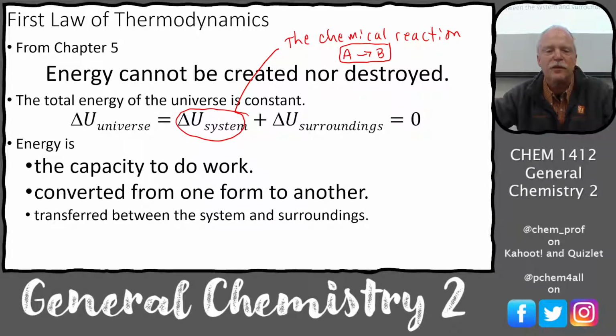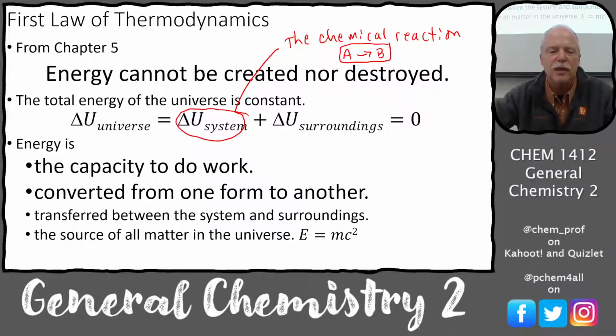Transfer between the system and surroundings. Energy can be swapped from system and surroundings. And then energy, if we go way back in the universe, energy is the source of all matter. So this Einstein's equation, E equals mc squared, matter and energy can be transferred into each other. And so as we bring energy together and so on with collisions, you can create matter and vice versa.